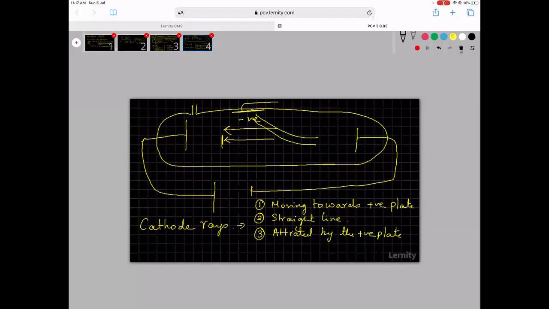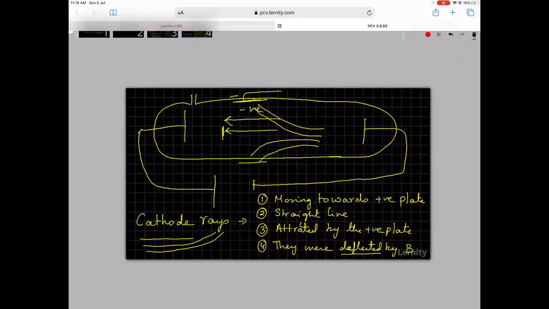Then the fourth thing is they were deflected by a magnetic field also. So they kept a magnet and then they tested, and they saw that these rays got deflected. Deflected means they were going in a straight line, but now they are not. They got curved and bent like this. So are we understanding some of these points?